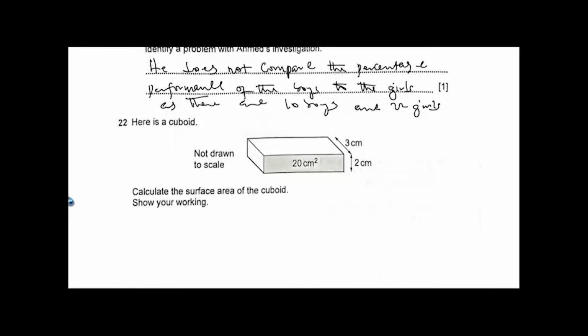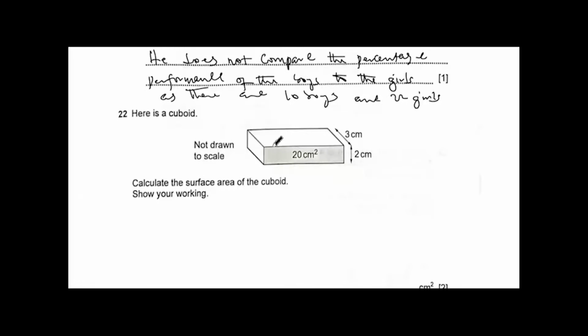That's question 22. Here is a cuboid. The area of the front face is given as 20 centimeters squared, the height, the thickness, is given as 2 centimeters, and the width is given as 3 centimeters. Calculate the surface area of the cuboid. Show your working. If the area of this face is 20 centimeters squared and the height is 2 centimeters, that means the length here should be 10 centimeters.